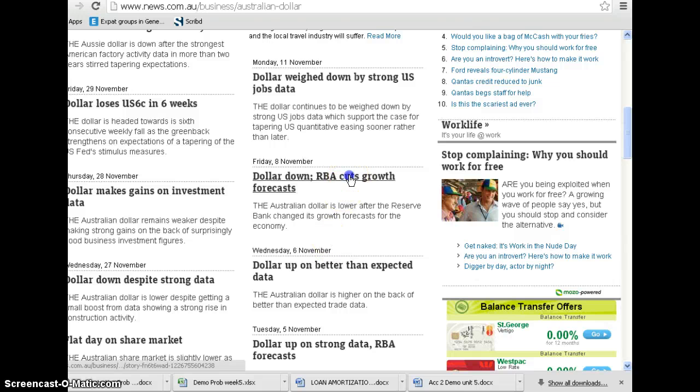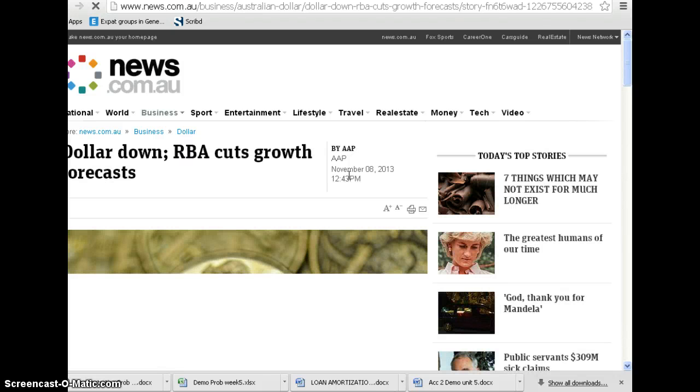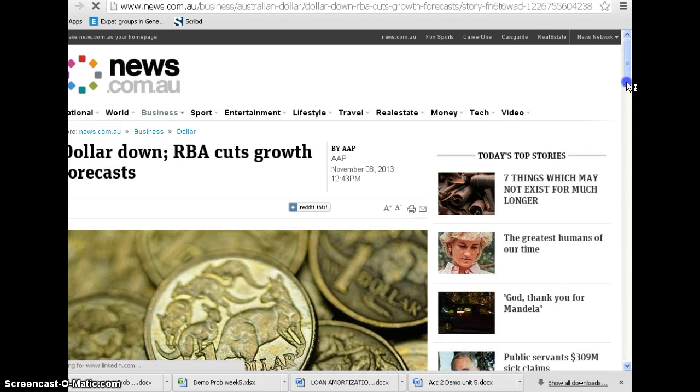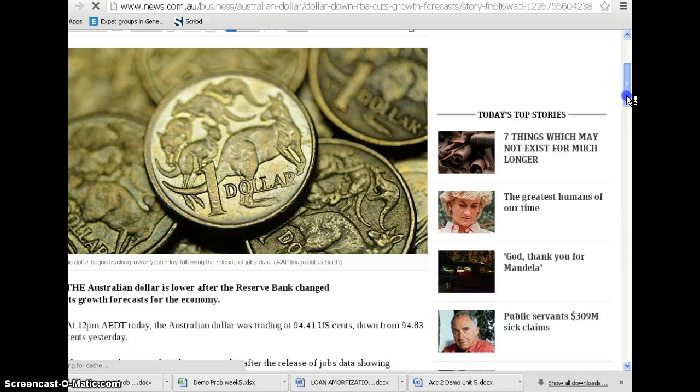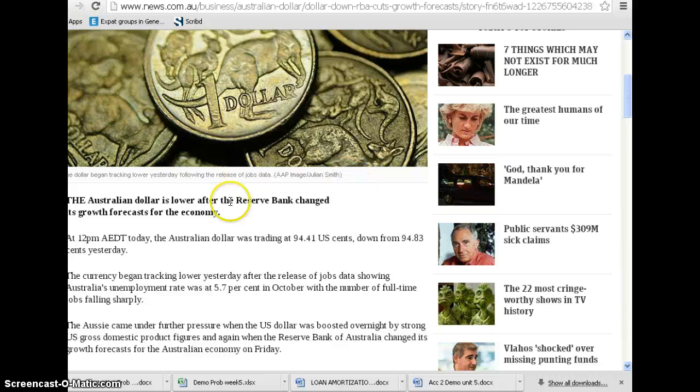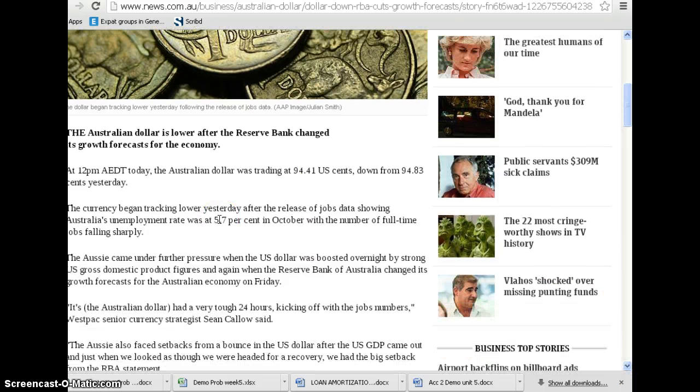November 6th, fairly recent news. Looks like the Australian Reserve Bank changed its growth forecast for the economy. The currency was trading downwards. The currency began tracking lower yesterday after the release of jobs data showing Australians' unemployment was at 5.7% in October, with the number of full-time jobs falling sharply. So what they're saying is the economy is getting weaker.